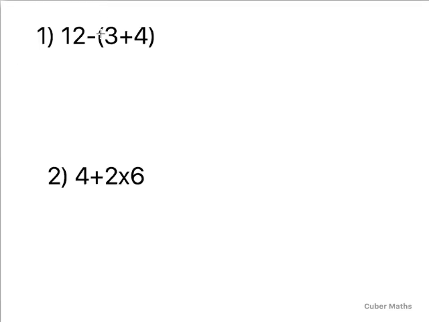So if we try to solve these using BIDMAS, we've got 12 take away 3 add 4. So the first thing we're going to do is add 3 add 4. Now 3 add 4 is going to give us 7. So we know that then what we're going to do is 12 take away 7. And 12 take away 7 is 5.